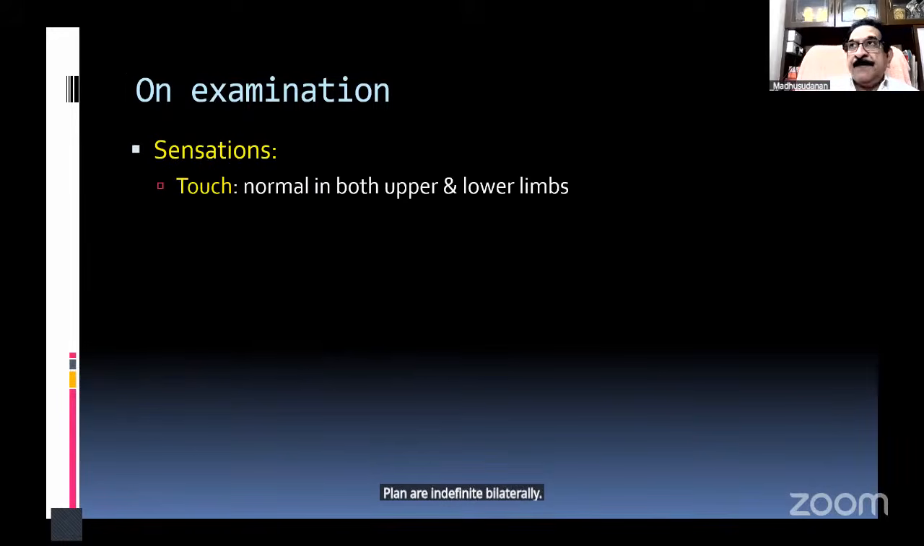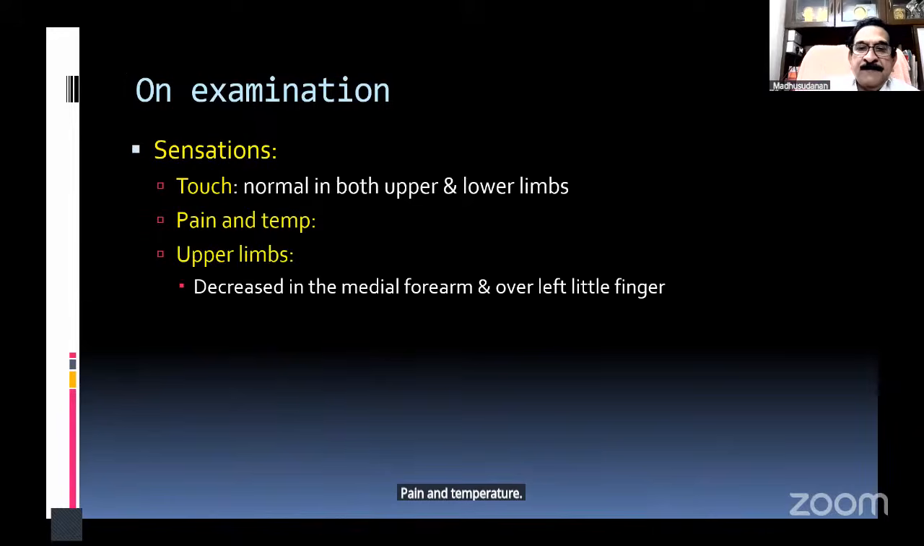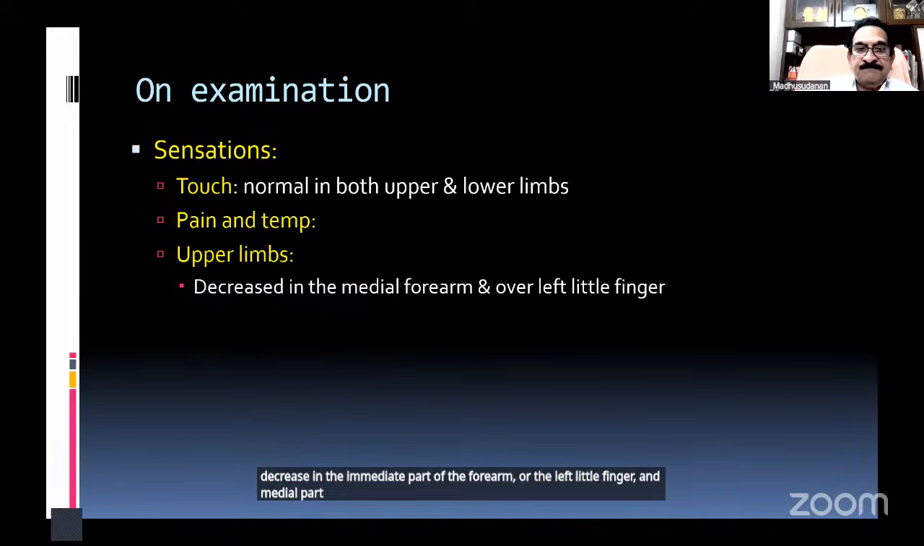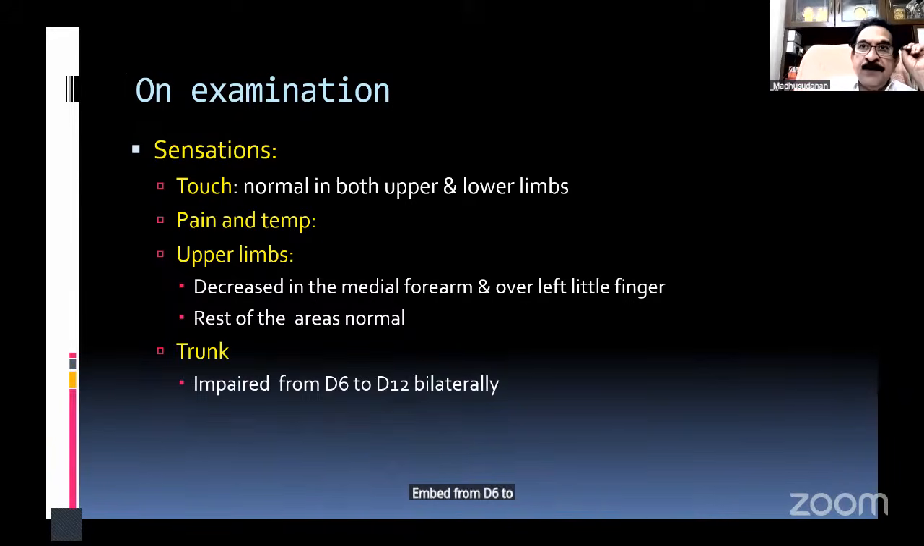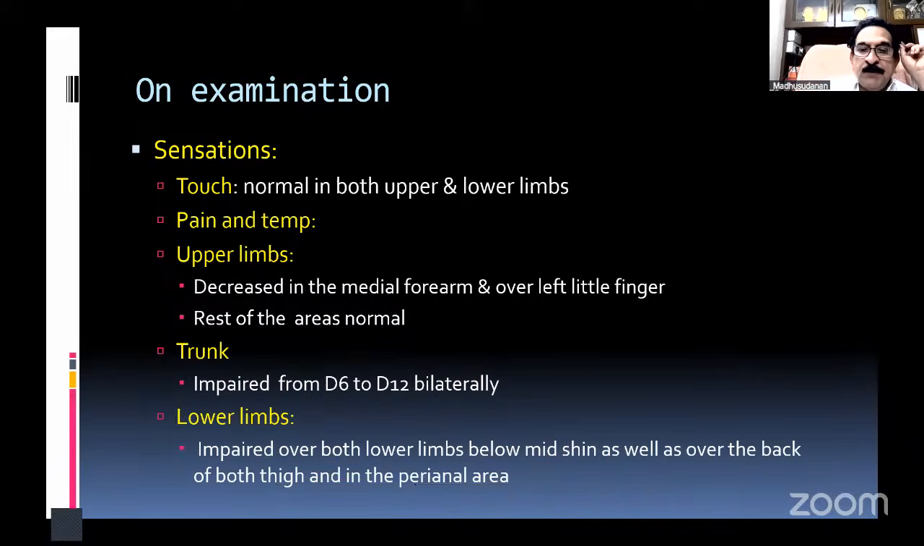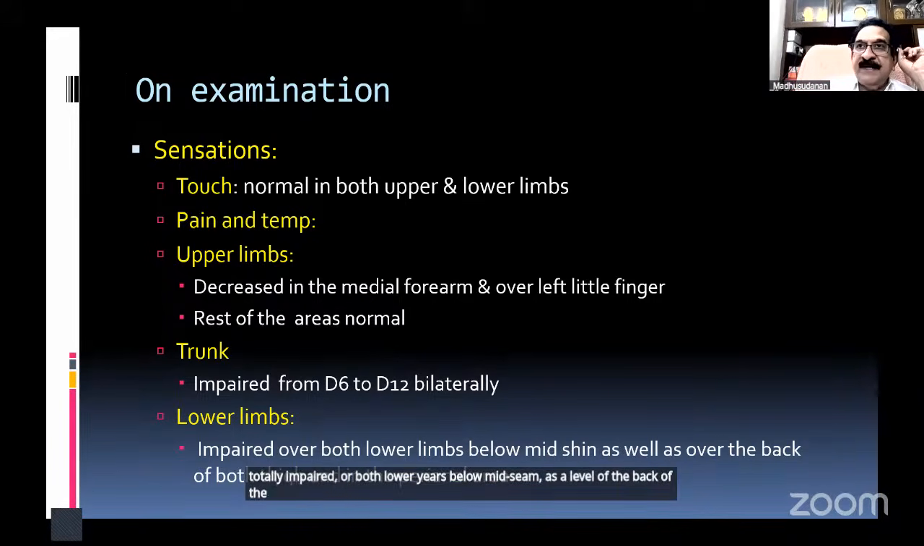Sensation: touch is normal in the upper and lower limb. Pain and temperature are decreased in the medial part of the forearm over the left little finger and medial part of the palm. The rest of the areas are normal. Not the entire medial forearm, only the lower part. Trunk is impaired from D6 to D12 bilaterally, more impaired on the left side. Lower limbs are impaired below the mid-shin, as well as the back of the thigh and the perineum area.